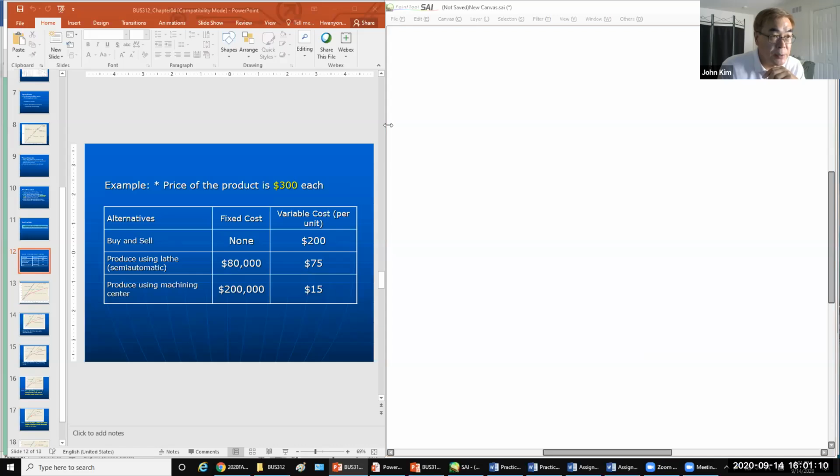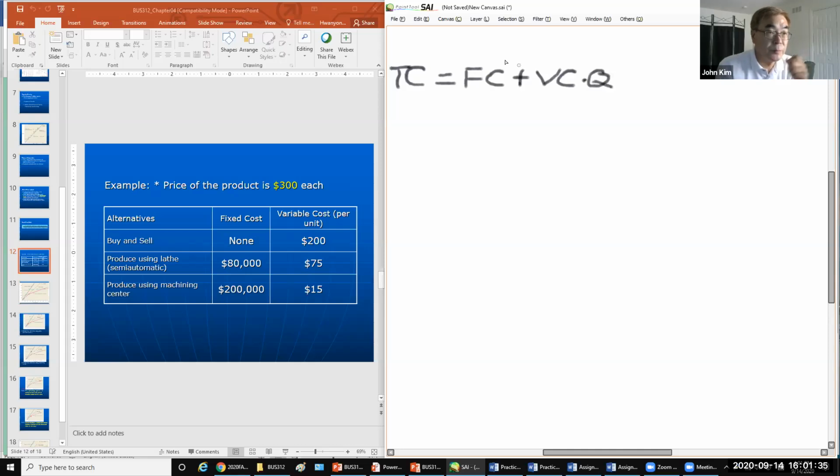So first one, buy and sell, total cost. By the way, total cost equation is fixed cost plus variable cost times Q. So first option, TC, let's say buy and sell, so B equals no fixed cost, just the variable cost, 200Q.